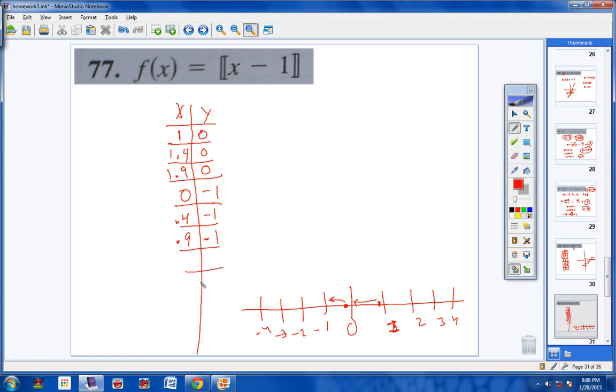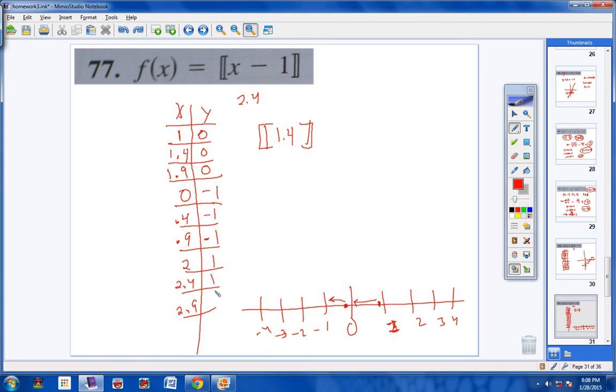Now let's try one more. Let's try a 2. Put a 2 in for x. 2 minus 1 is 1. The greatest integer of 1 is 1. Let's put in a 2.4 and a 2.9. Let's try 2.4. 2.4 minus 1 is 1.4. So we have the greatest integer of 1.4. Let's go to 1.4 on the number line. Here's 1 and then 0.4, so we're about right here. Then you always go to the left, so it comes back to be 1.